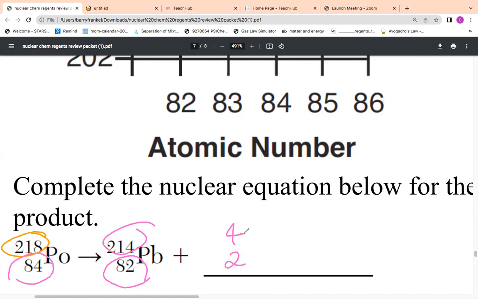And I know right off the bat, looking at this, it's going to be an alpha particle. So this thing went through alpha decay. Again, you can write it like this, or you can write it like this. It doesn't matter which way you do it. And again, if you can't remember which particle has a mass of 4 and an atomic number or charge of 2, just go to Table O. It tells you all of the particles.